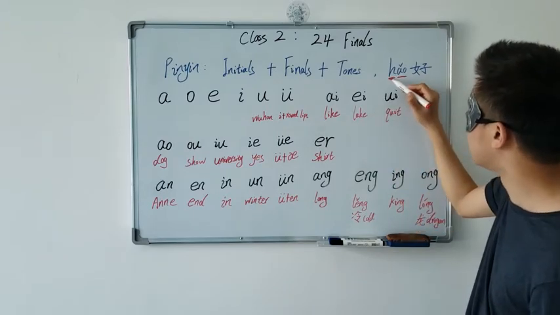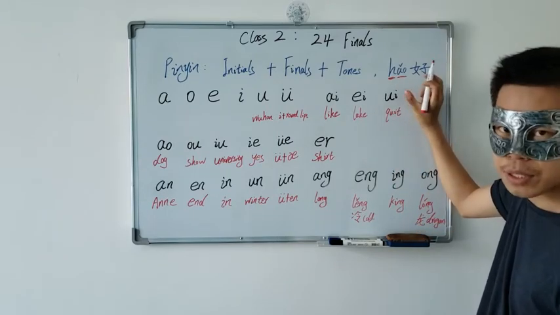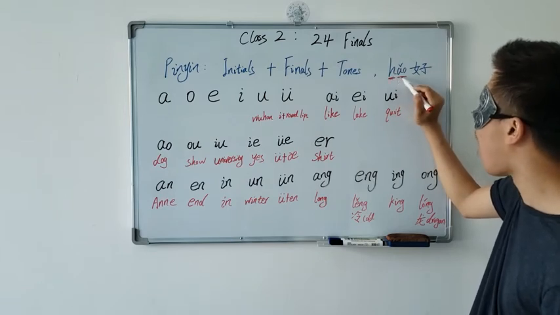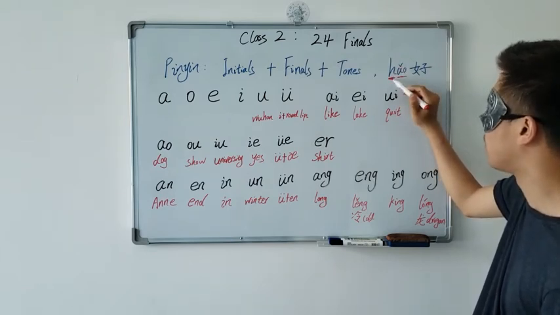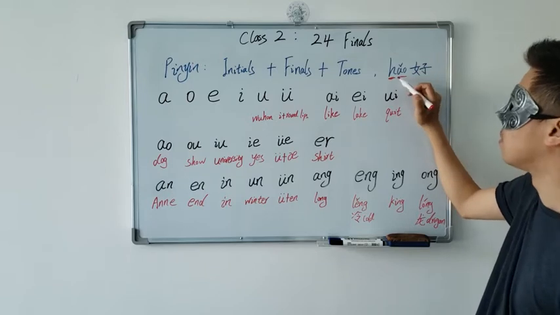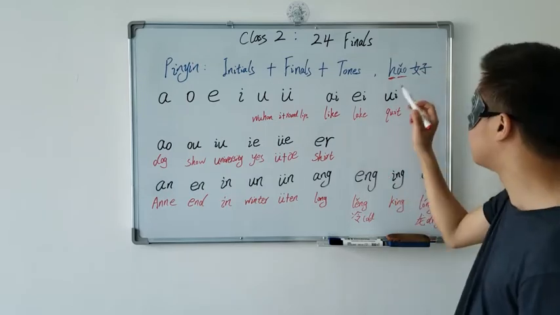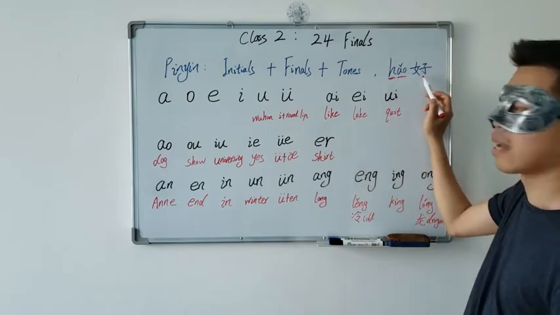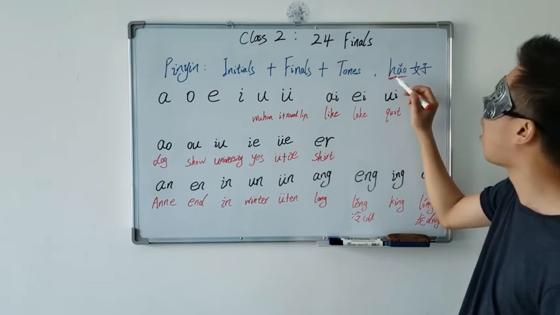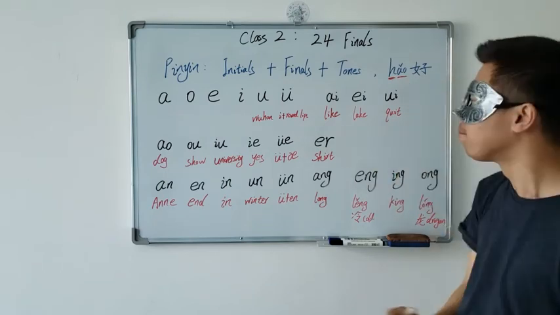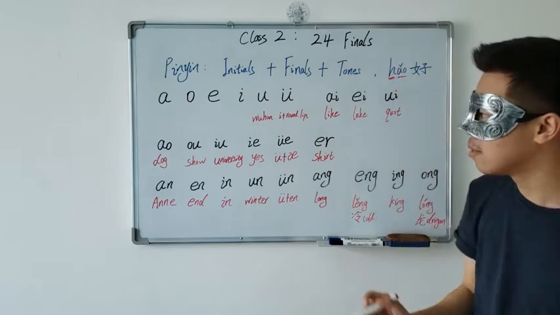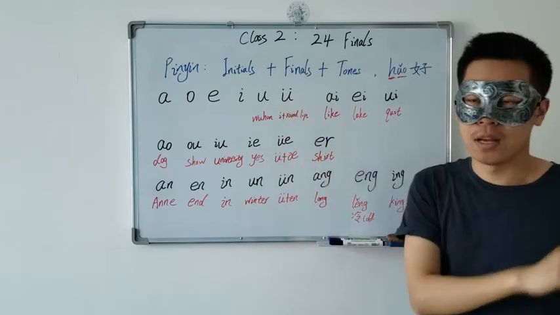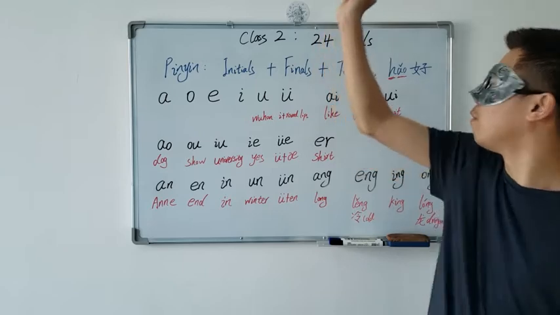So the initials and the finals, they put together like 和 all. This is tone, third tone. 和 all 好. So that's made the pinyin of this character. Okay. Let's get back to the topic to learn our 24 finals.